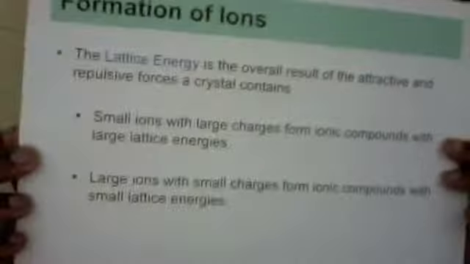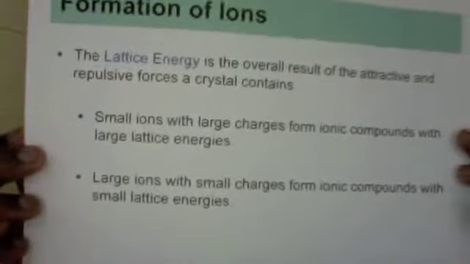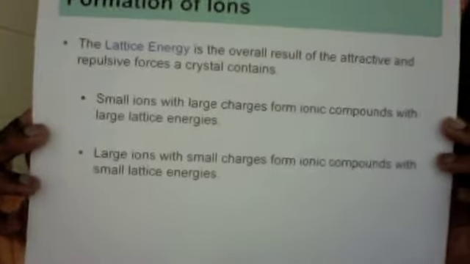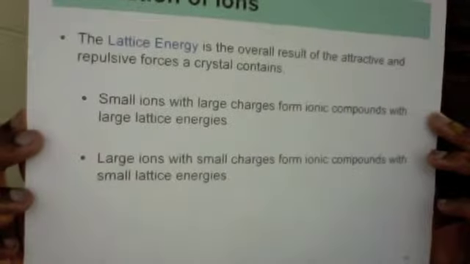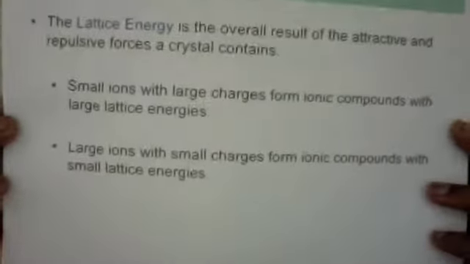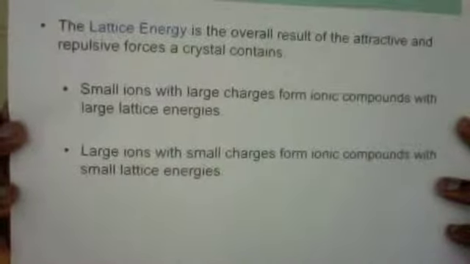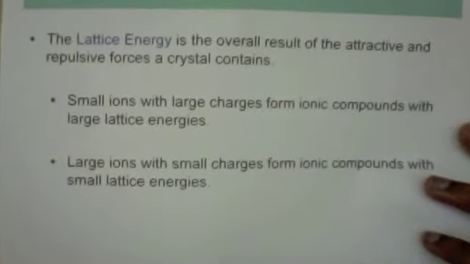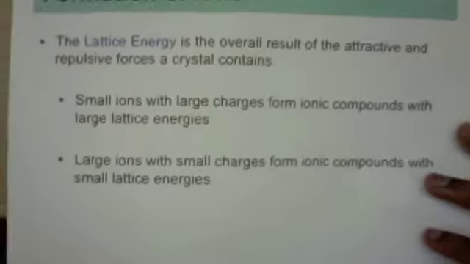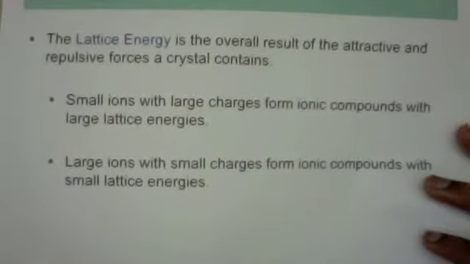Last little note about the formation of ions. The lattice energy is the overall result of the attractive and repulsive forces a crystal contains. Small ions with large charges form ionic compounds with large lattice energies. Large ions with small charges form ionic compounds with small lattice energies. So this is just talking more about lattice energies and exactly how they interact and how they work in different crystals. So that's just a little conceptual information.